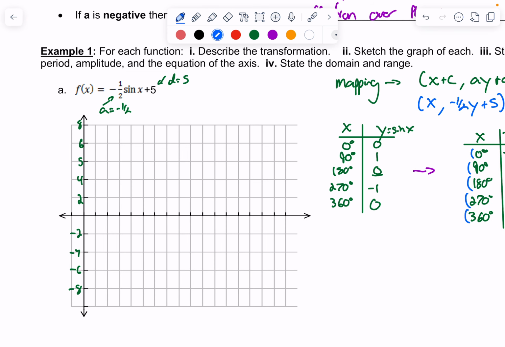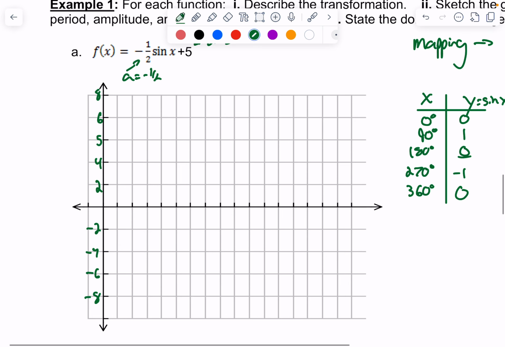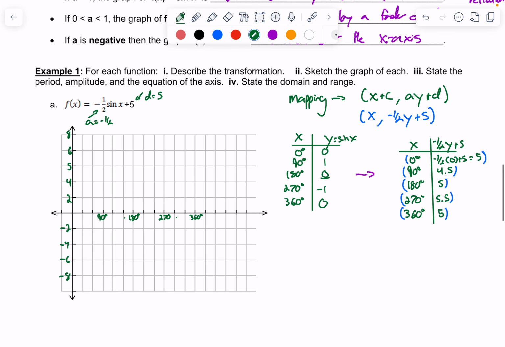All right, and then let's label our horizontal. To make each one of these ticks 30 degrees, that would be 30, 60, 90. 1, 2, 3. This would be 180. 1, 2, 3. This would be 270. 1, 2, 3. This would be 360. Perfect.